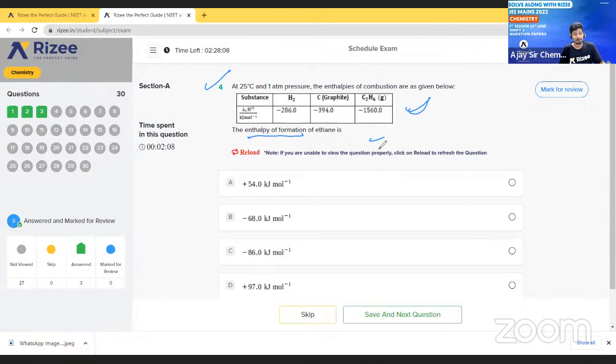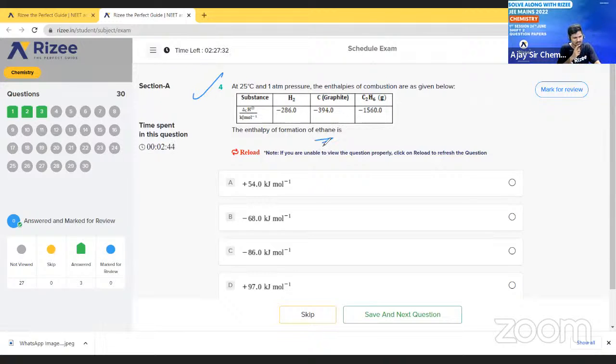First of all, you must form the equation. We have to form the reaction and balance the equation also. That is very important. So let me solve this question. In the question, enthalpies of combustion are given, and we have to find the enthalpy of formation, especially for ethane.